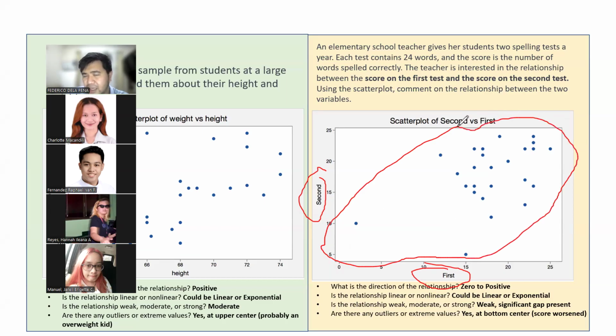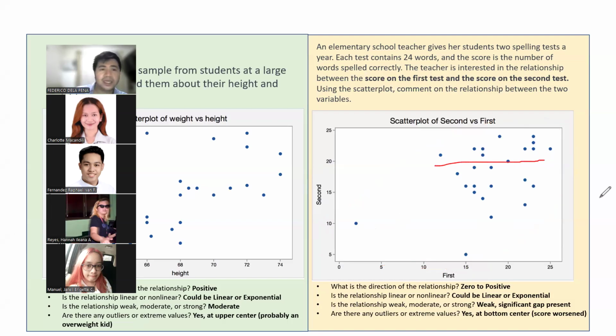However, you can see this pattern. It could be positive, right? You can just trace this trend like this one. It could be something close to zero if you're going to ignore these outliers, meaning there's no relationship between the first test and the second test. And you can also see here that there's a big gap in the data points in the first half of the data. Therefore, this is probably a weak relationship.